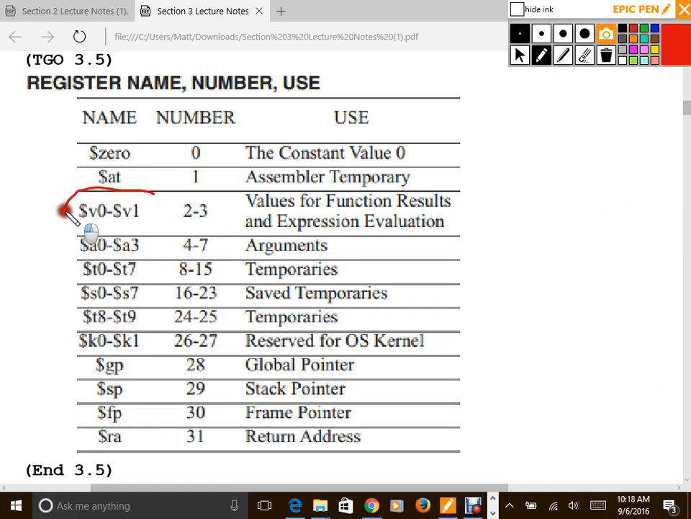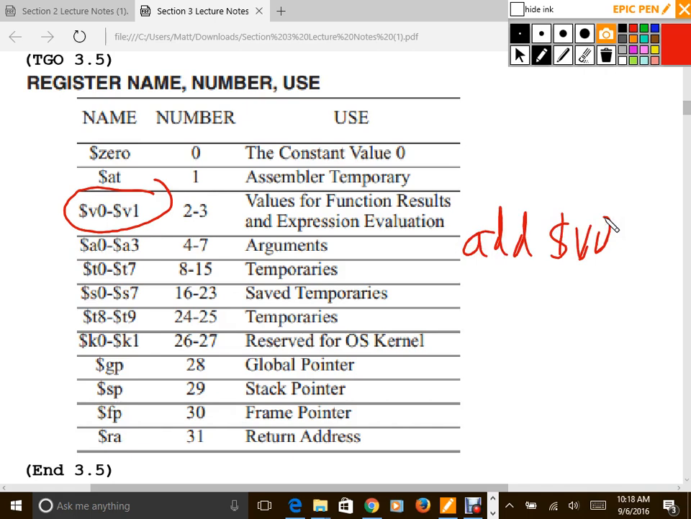So V0 and V1 are values for function results. Remember, I was just giving you the example of a function. You have to have a jump instruction to tell you where to begin, and you call it int foo, right? We have these two registers saved specifically to store the results of a function. So if it was b equals a plus 5, we have to return b, so you could say add v0, where v0 would be our sum.